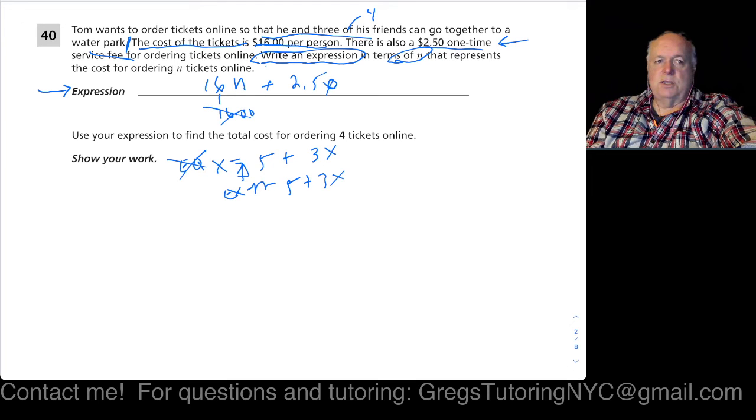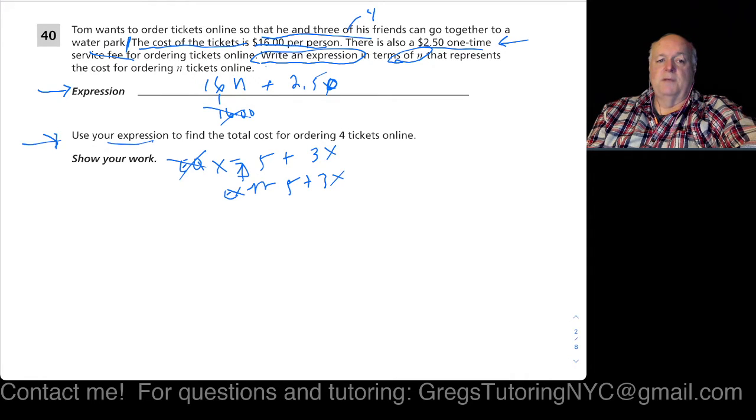We're mapping the English into the math. Let's run a little experiment. If I had one person, I would have $16 plus $2.50, I get $18.50. If I had 10 people, I would have $160 plus the 2.50, so I'd have $162.50. If I had nobody, then I would still have the one-time fee. So that seems to be right. Then it says, don't skip this, that you're not done with it: use your expression to find the total cost for 4 people.